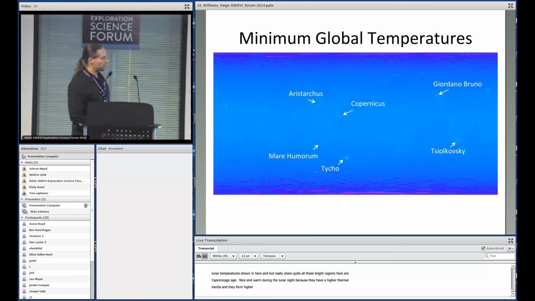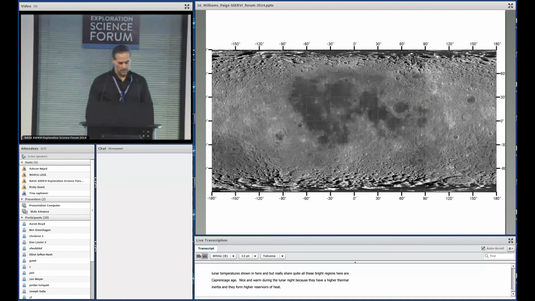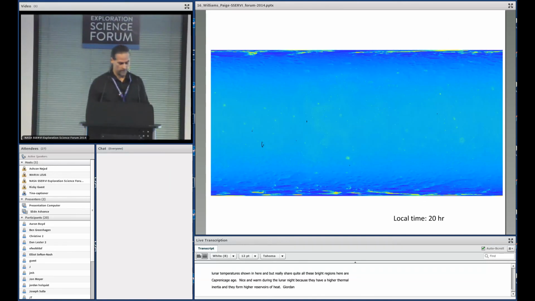And Giordano Bruno is actually probably the hottest place in the lunar night. It's a very fresh, young crater. Just to give everyone a frame of reference.